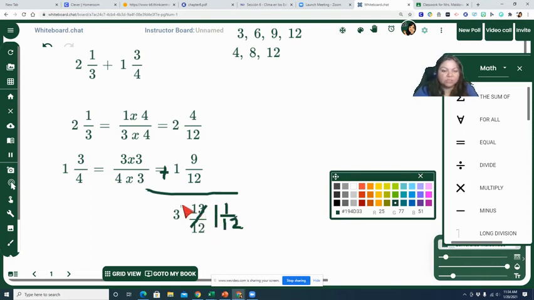So now I'm going to combine these. 3 plus 1 is equal to 4. And then I have 1/12. So the answer is actually 4 and 1/12.